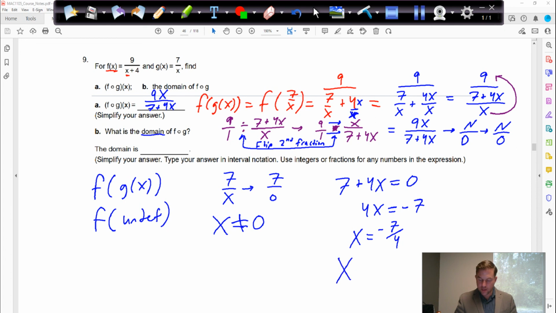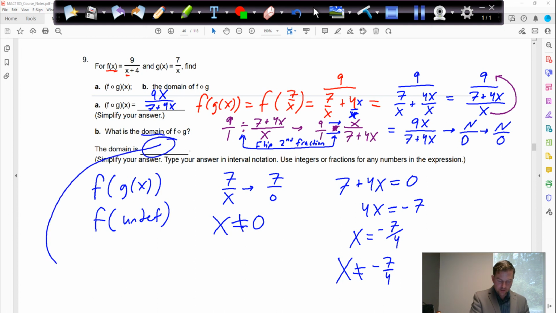So we also can't let x equal negative 7/4. If it does, then we get a divide by 0 error on the final product. So we have two restricted numbers. So let's write this answer down here.